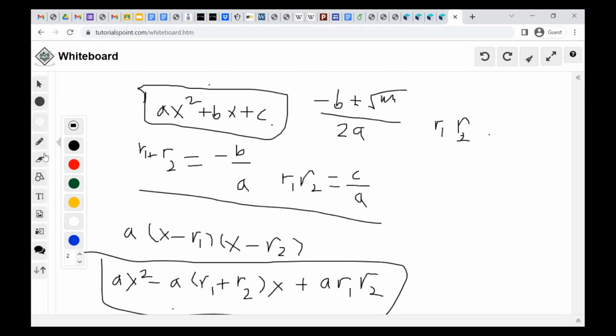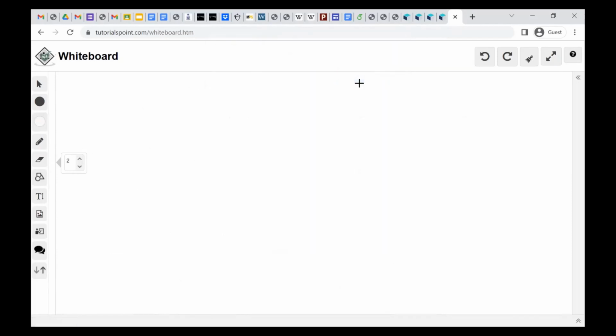We can also extend this to polynomials of higher degree.